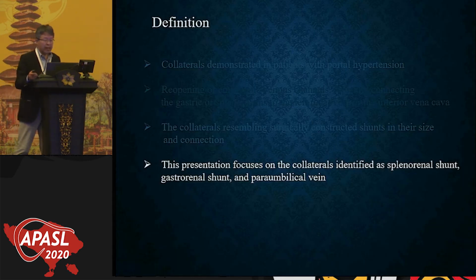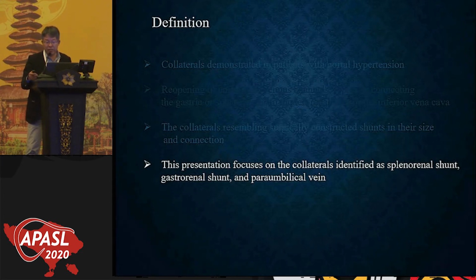Also, today this presentation focuses on the collaterals identified as splenorenal shunts, gastrorenal shunts, and PUV, which are caused by reopening of embryonic venous channel.